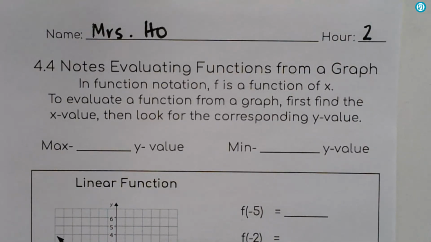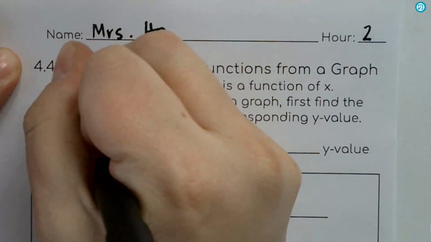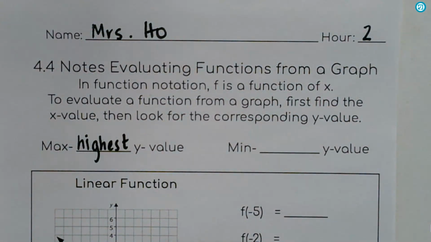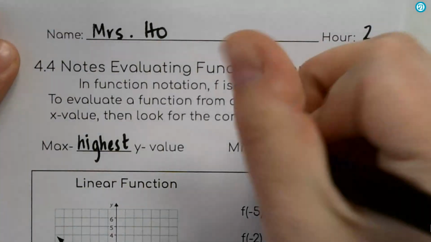In addition to finding and evaluating functions at a certain point on the graph, we're also going to have you start looking at the names of these types of graphs and the maximums and minimums. So if your graph has a high point, that is going to be your maximum y value. So that would be your highest y value. Some graphs have a high point, some don't. If your graph has a minimum, that would be your lowest y value.